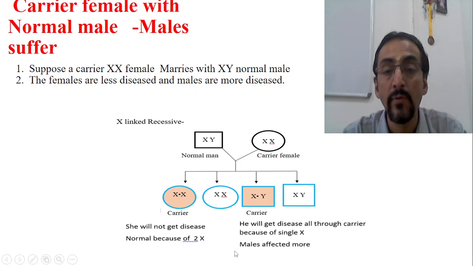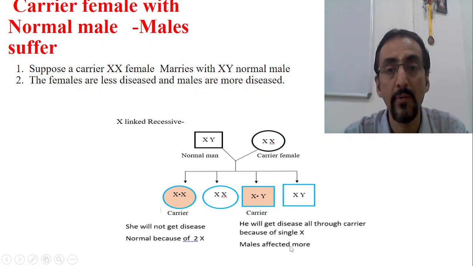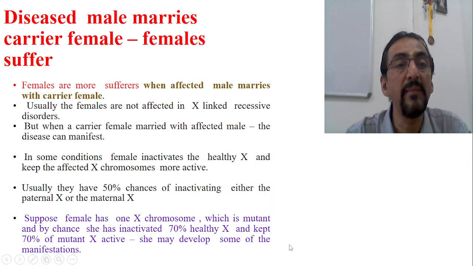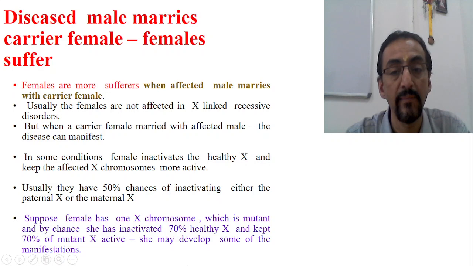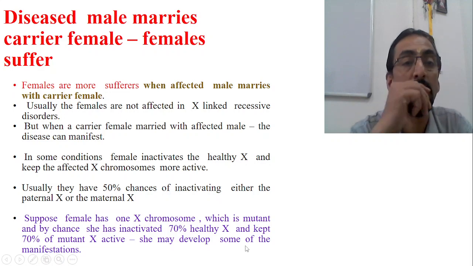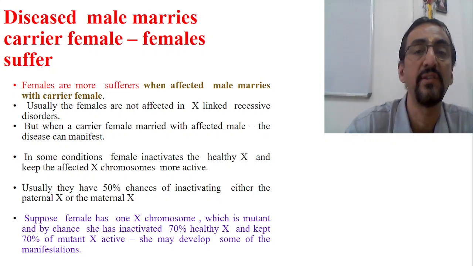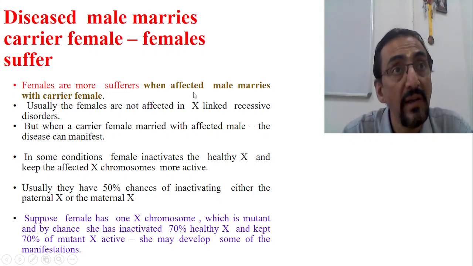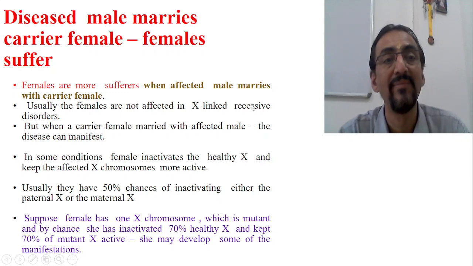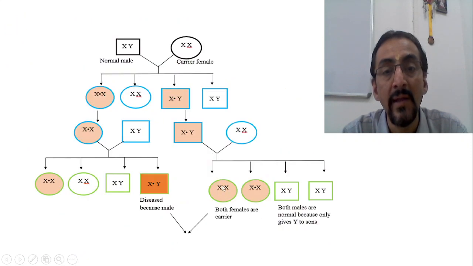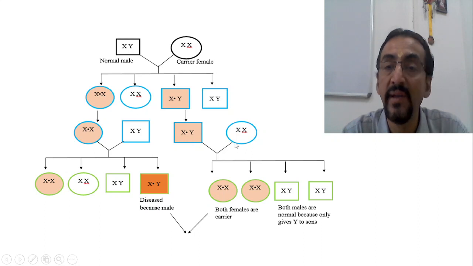So males are affected more. This part we have already seen. Now a diseased male marries a carrier female. This is also what we have seen. Now females are more sufferers when an affected male marries a carrier female. Now this is another situation. The male is totally affected and the female is a carrier. See here what we have seen: the female is carrier, the male is normal, and here the female is diseased, the male is diseased, the female is normal.